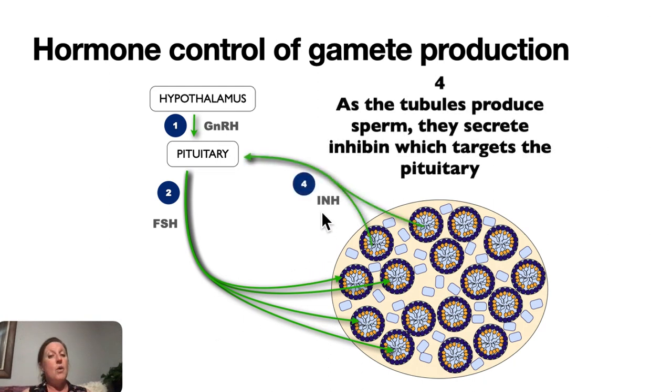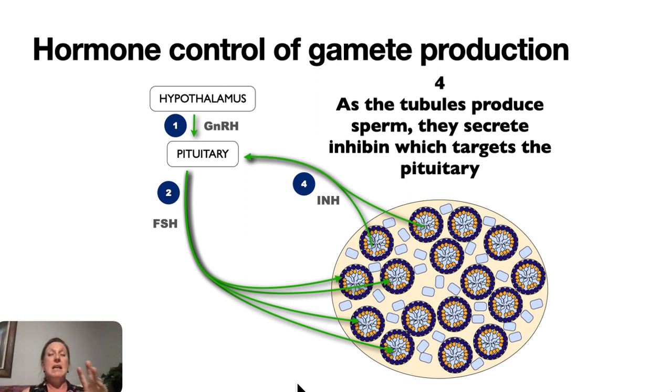they secrete a hormone called inhibin. Here it is written out, which, as you might judge from the name, inhibits the pituitary from producing more FSH. It's really a way of saying to the pituitary, hey, we're kind of full down here, so maybe don't tell us to keep making more. We got nowhere to put this stuff.